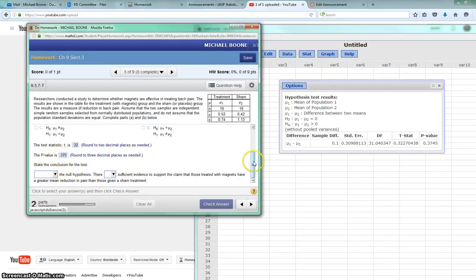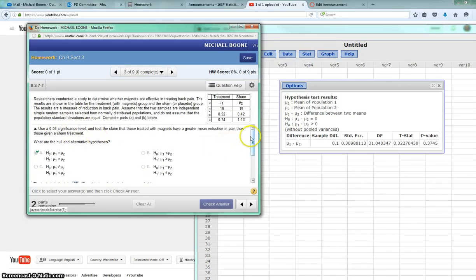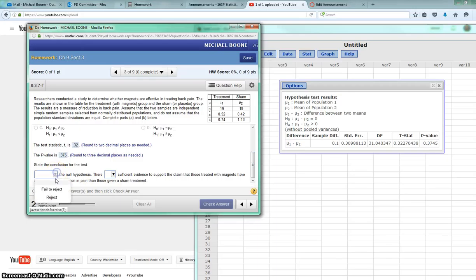So this is larger than our alpha. So we would fail to reject the null hypothesis, and there is not sufficient evidence to support the claim.